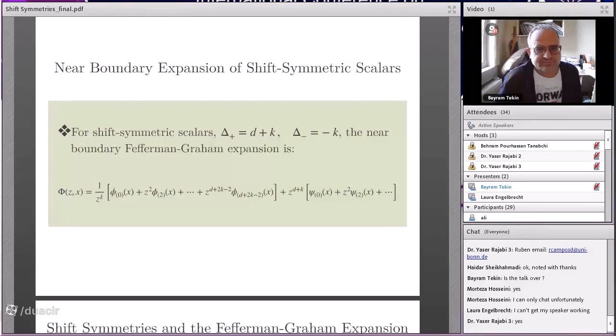Okay, so now let's focus on our shift symmetric scalars. For our shift symmetric scalars, the delta plus conformal dimension is d plus k, and the delta minus one is minus k, and the near boundary expansion takes this form, where the phi 0 piece falls off like 1 over z to the k, and the psi 0 piece falls off like z to the d plus k.